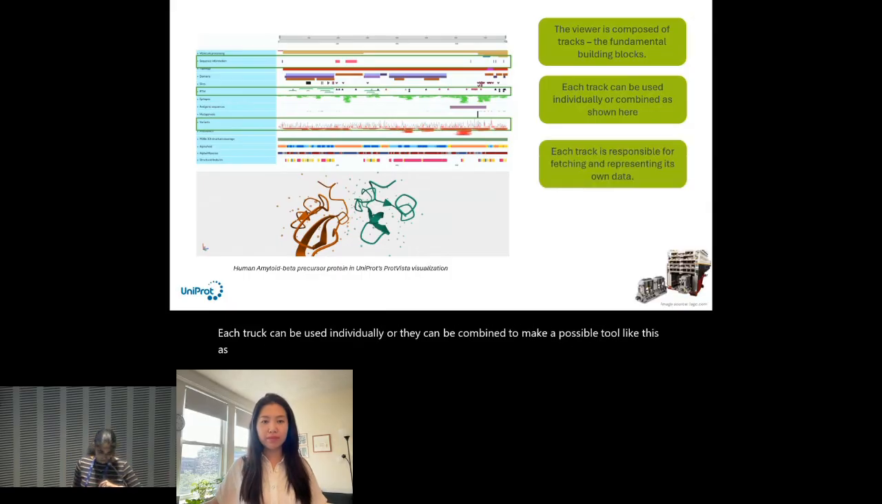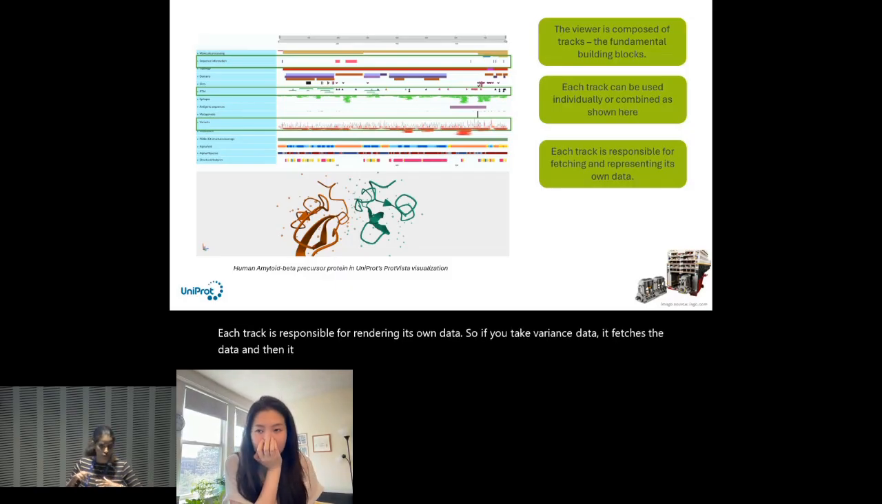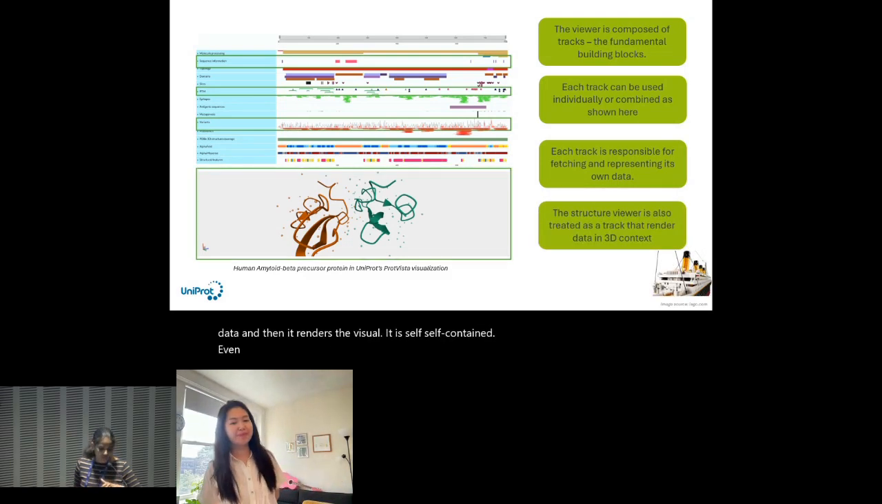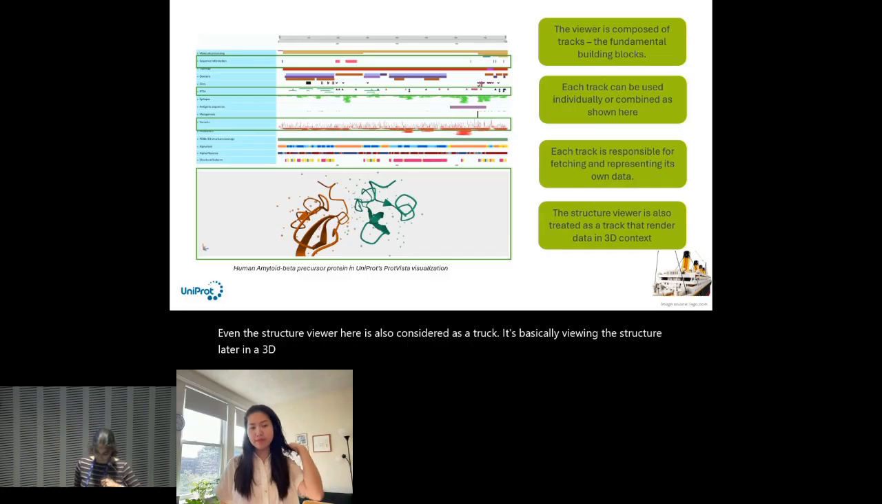Each track is responsible for rendering its own data. So if you take variant data, it fetches the data and then it renders the visual. It is self-contained. Even the structure viewer here is also considered a track. It's basically viewing the structural data in a 3D context. The viewer can be built with a minimal number of tracks or any number of tracks as you want.